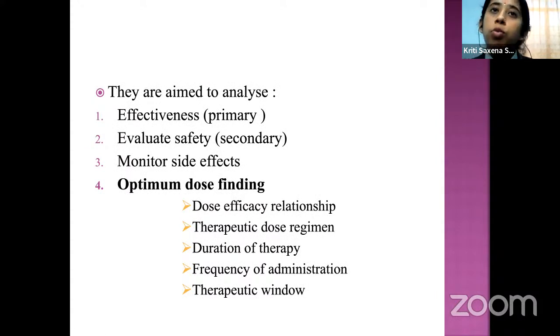The aim of phase 2 trials is to check the efficacy of the drug, to evaluate its safety, and to monitor its side effects. And the most important, the optimum dose finding. It is done by dose efficacy relationships, therapeutic dosage regimen, the duration of the therapy, the frequency of administration, and the therapeutic window. These are the governing factors for determining an optimum dose. Next slide.